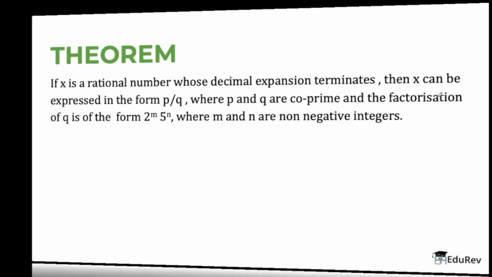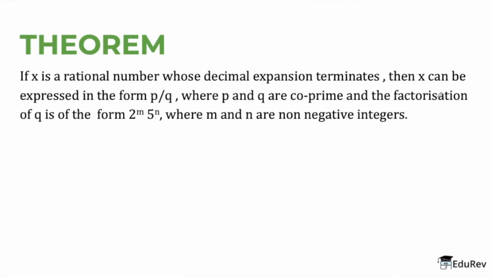Moving forward, alright, so there is this theorem. So let's quickly understand this theorem and solve a few questions to wrap the chapter with a bang. Okay, so this theorem says what? This theorem says that if x is a rational number whose decimal expansion terminates. Now the decimal expansion actually terminates, okay, and it is what? A rational number. Then x can be expressed in form of p by q.